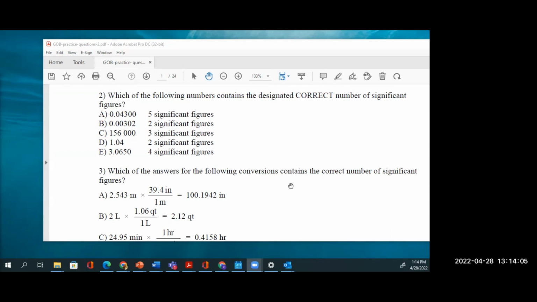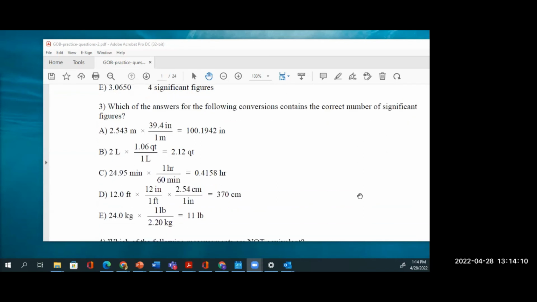I wouldn't spend too much time on sig figs. I mean, it helps, but if I remember the test correctly, there's only one question that deals with it.